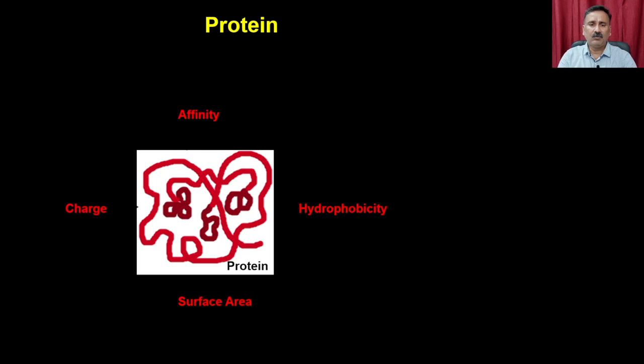Now what we want to do is purify a protein. Remember when we were discussing protein folding, a protein is produced from the ribosome as a chain of amino acids. As soon as the chain comes out from the ribosome, it starts folding because of intramolecular interactions, and as a result, it folds around a center.